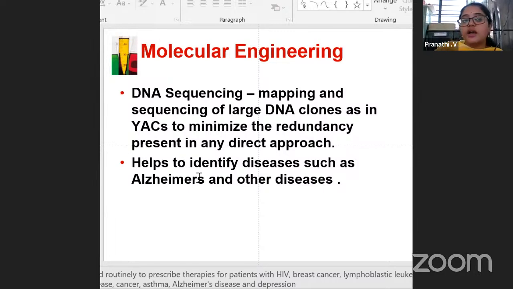In molecular engineering, you have DNA mapping and sequencing. So you go into yeast artificial chromosomes. You can use that to help identify different diseases and find different medicines for the diseases.